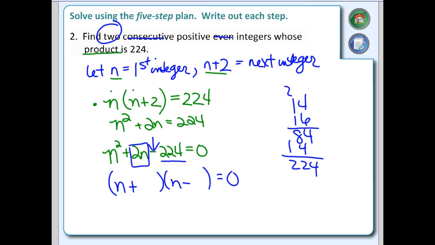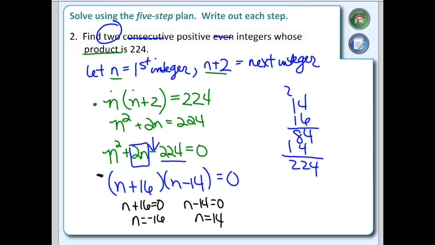Which one am I going to make positive? Well, the bigger one, because I need a positive answer. Okay, so now, if we have the whole thing that equals 0, then what do we know? Each part equals 0. So that means n plus 16 equals 0. So this n is negative 16. And for the second part, n minus 14 equals 0. So this n equals 14.